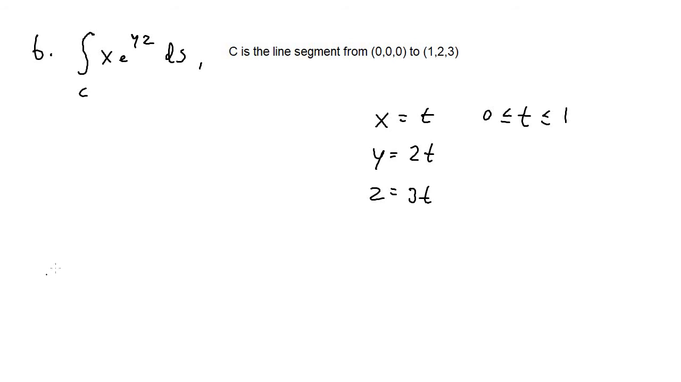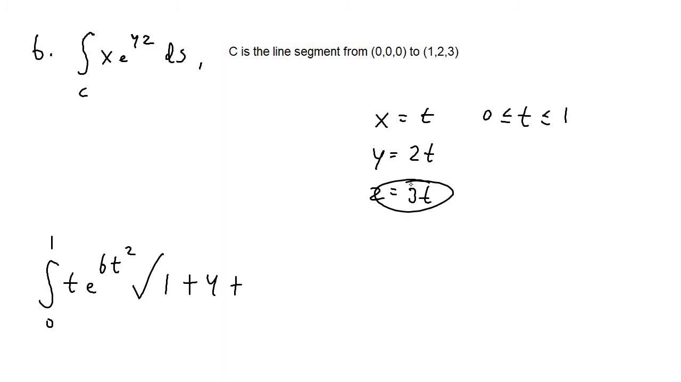So we have the integral, this time t bounds once again 0 to 1 of x, which is equal to t, times e raised to the power of y times z. So we have 2t times 3t, which is 6t squared. And then we have times ds, which is going to be the square root of x prime of t squared. So if x is equal to t, x prime is 1, so 1 squared is 1, plus y prime, which is going to be 2, 2 squared is 4, plus z prime, that's going to be 3, so 3 squared is 9. And then we have dt on the outside.